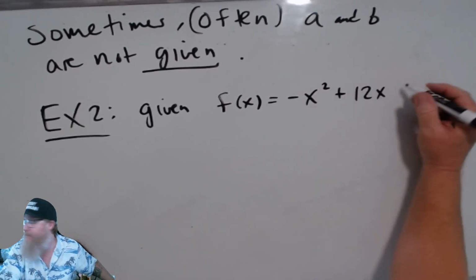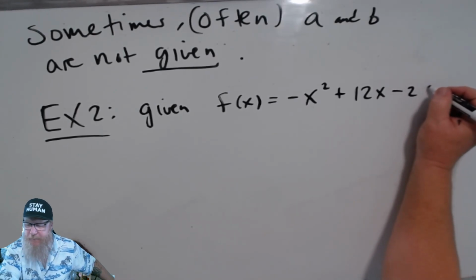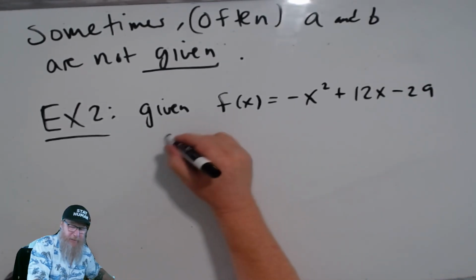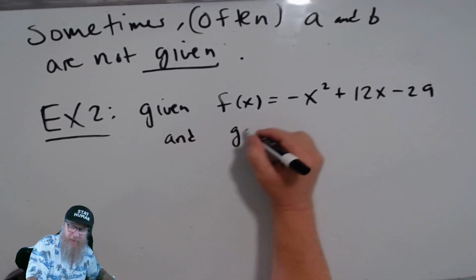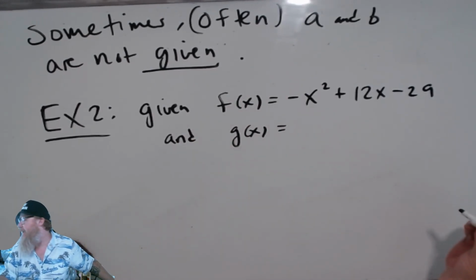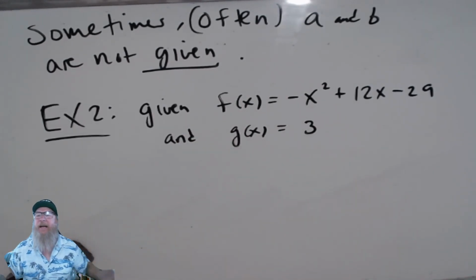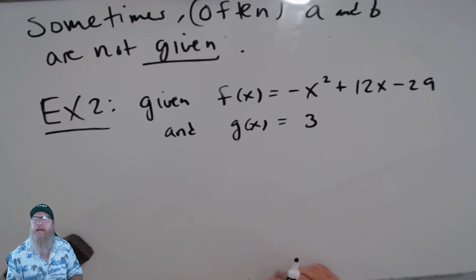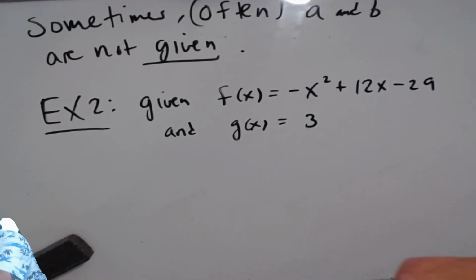Now, I'll start off relatively simple. F is a parabola, and G is a horizontal line. G of x is equal to 3. So you have something like this.